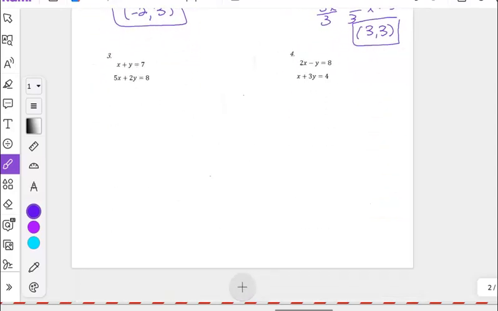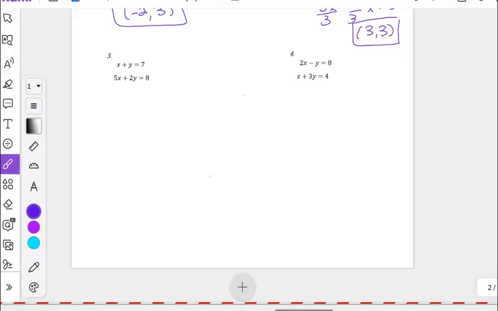Looking at number 3, I have x plus y equals 7 and 5x plus 2y equals 8. I do not have the same coefficients, and I do not have opposite coefficients. So I'm going to have to multiply one of the equations by something. So the first thing I need to do is decide if I want to eliminate my x's or y's. I'm going to choose to eliminate my x's.